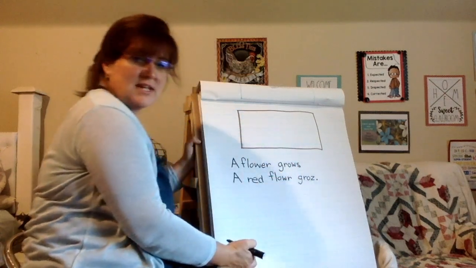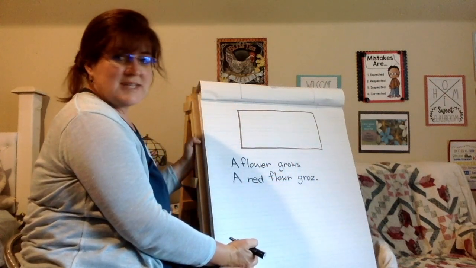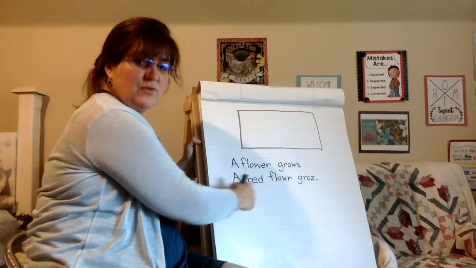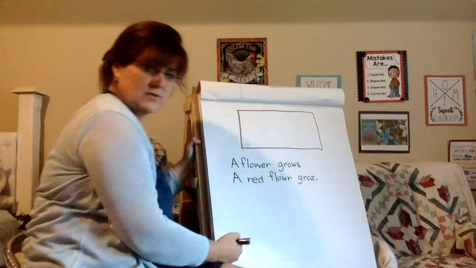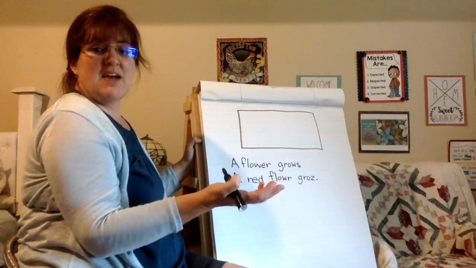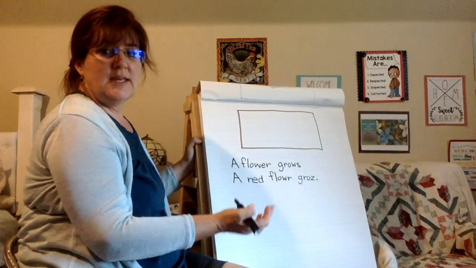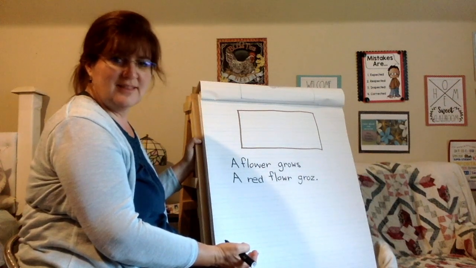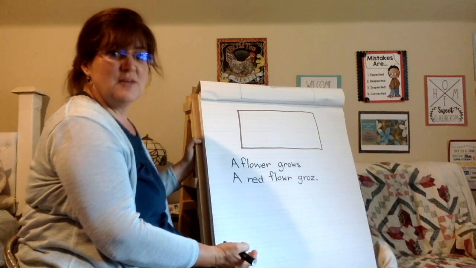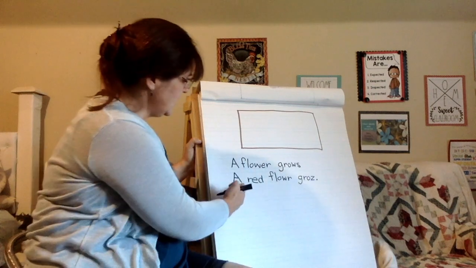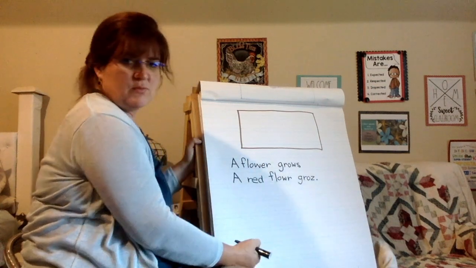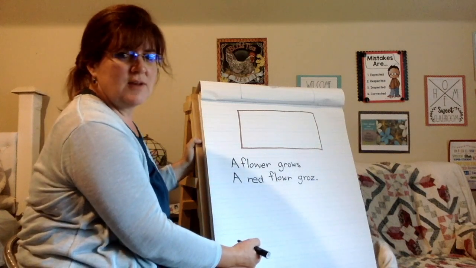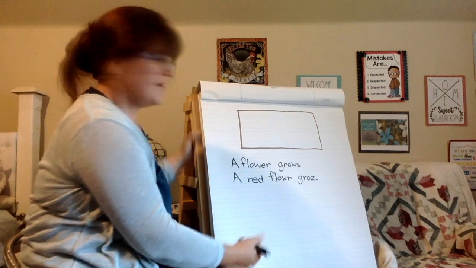If I wanted to explain that more, there's no reason I can't use more describing words. I could say a beautiful red flower grows. And I would just sound out beautiful. B, E, U, T, I, F, O, right? That's a lot of steps, but that's what we're practicing, our writing. So a beautiful red flower grows. That might get an exclamation point if you were so excited about it that you were kind of hyped up, excited.